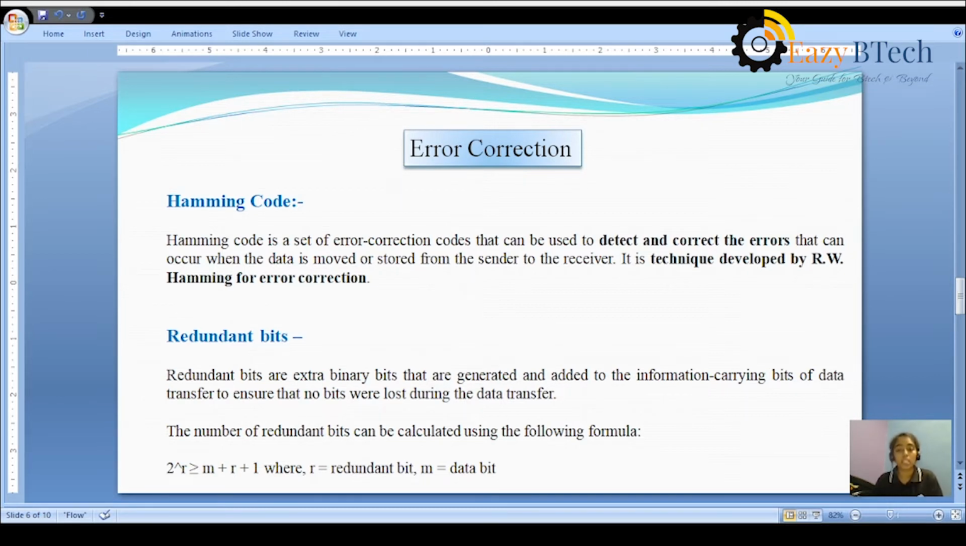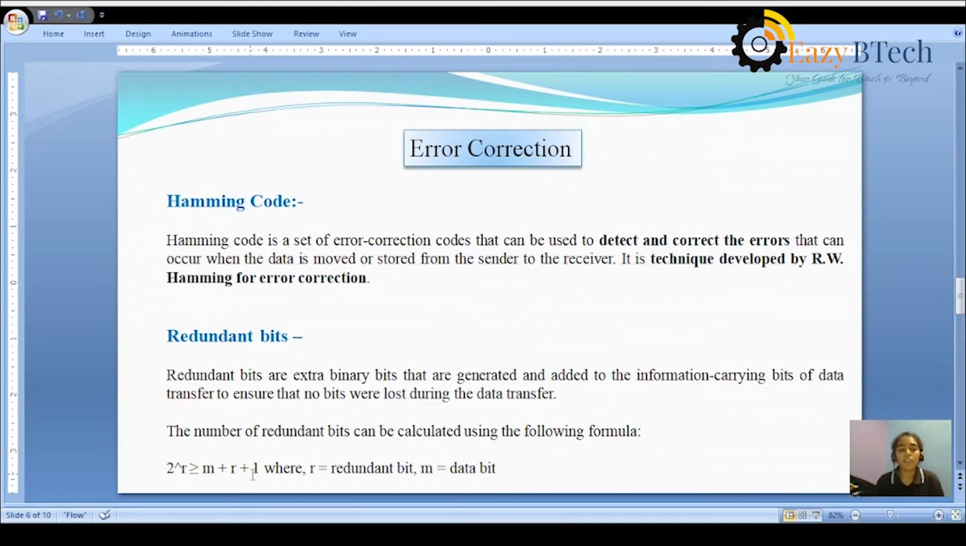What is the use of these redundant bits? When we calculate these redundant bits, we have to get all zeros. Otherwise, if we get any other value, instead of all zeros, we can say that there is an error in the data unit. So it is used to correct the errors.